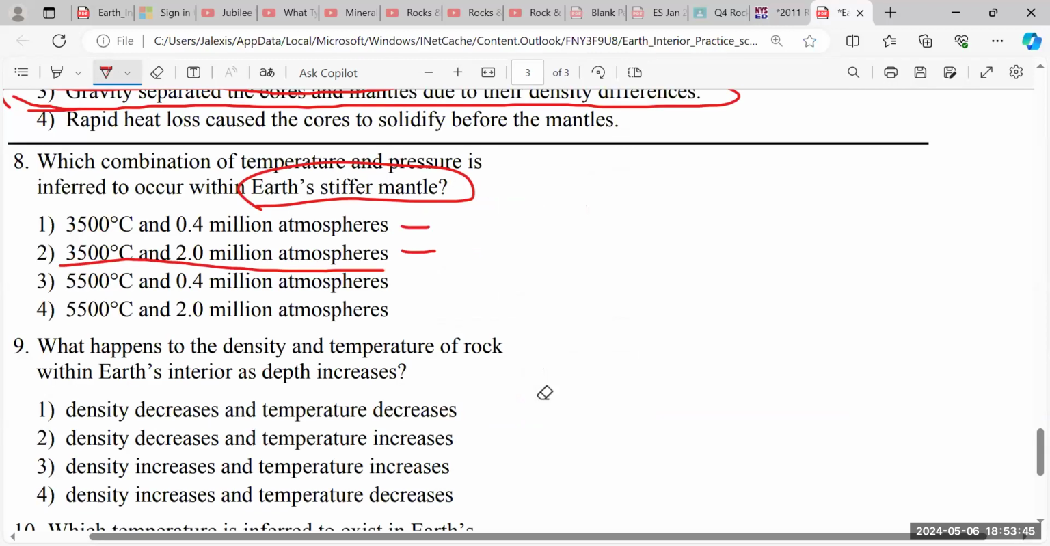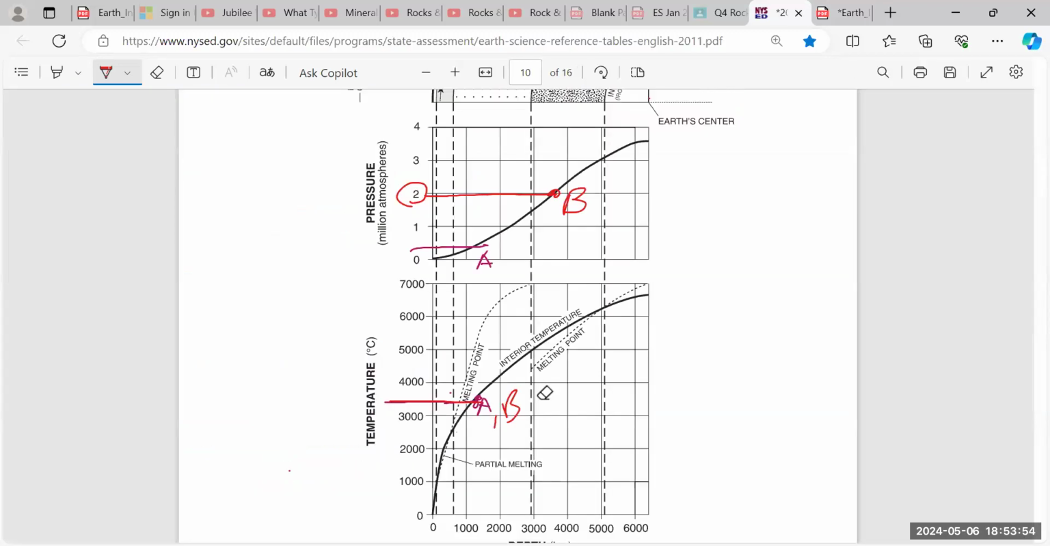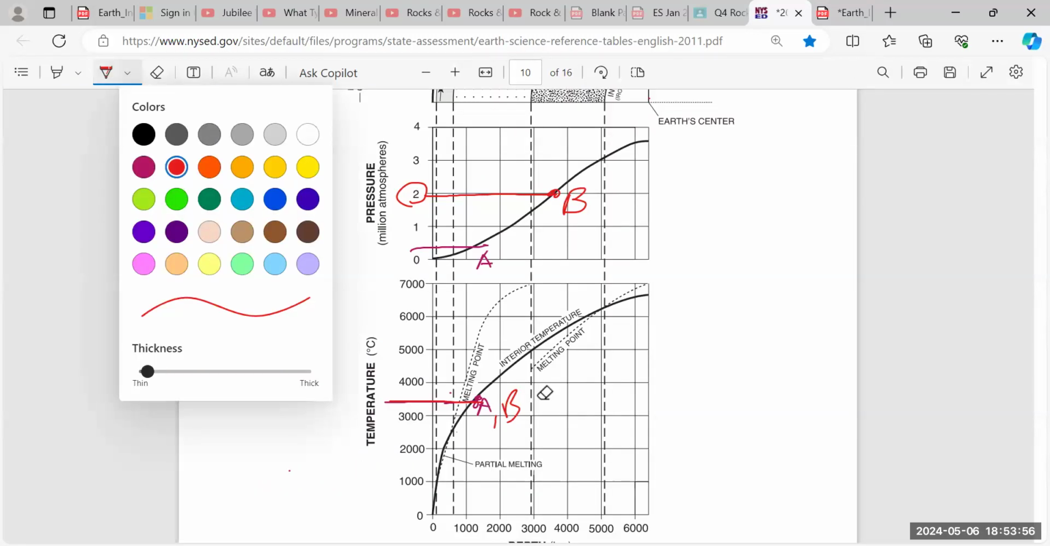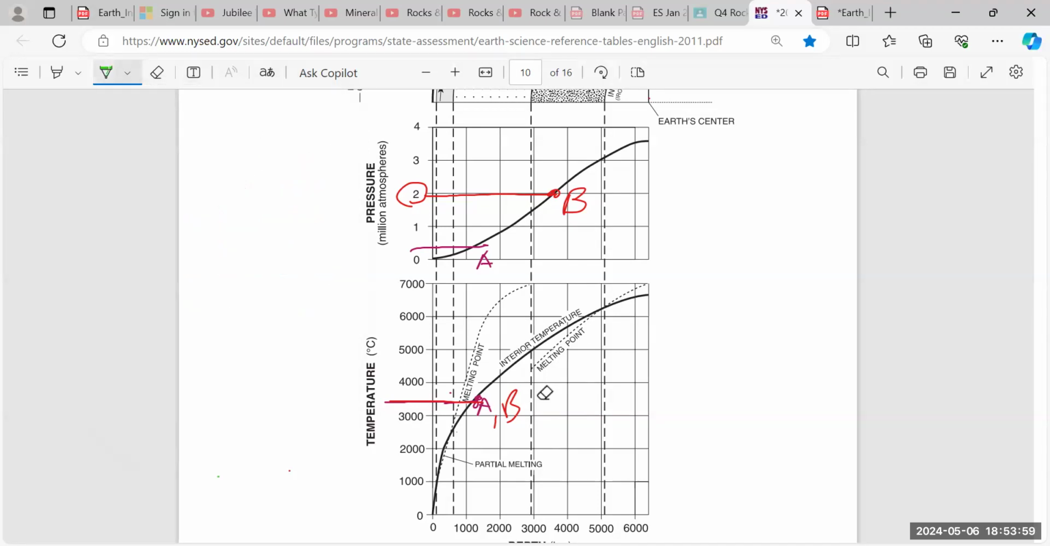Now, number 3, 5,500 and 0.4 million atmosphere. All right, so therefore we're going to label this C. Let's do a different color for C. I'm thinking green. So 5,500 degrees, right? And we're looking at the interior temperature. So we stop at the black bold line. I'm going to label this C. And 0.4 is right here. Sorry. All right, and so A and C are in the same place.